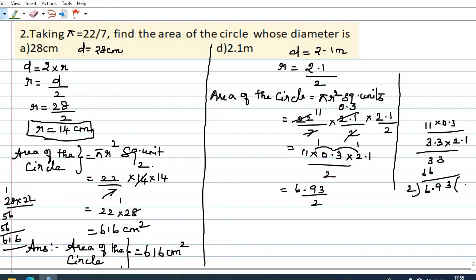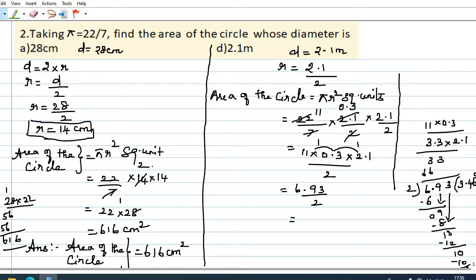2 threes are 6. Now drag the next number, keep the decimal as it is. 2 fours are 8. Balance 1 and drag the next number, which is 3. 2 sixes are 12. Balance 1. Already the decimal is there, so I can add as many zeros as I want. So I am adding 1 zero. Now 2 fives are 10. Got it?